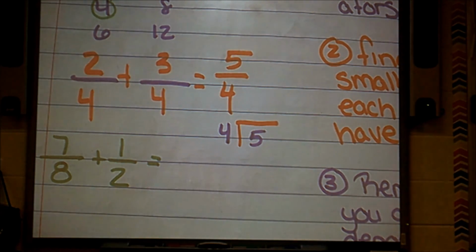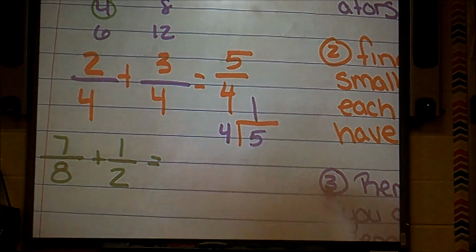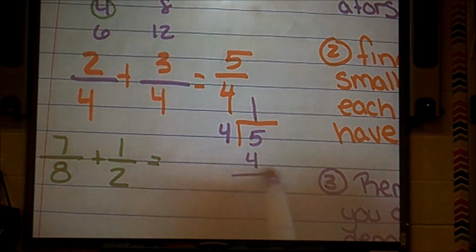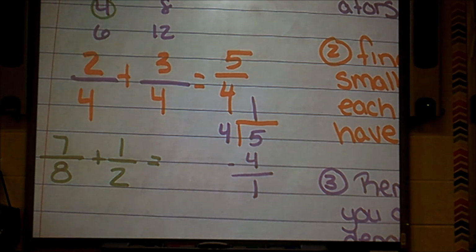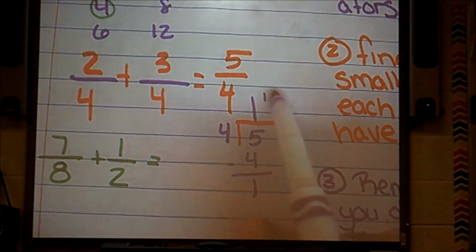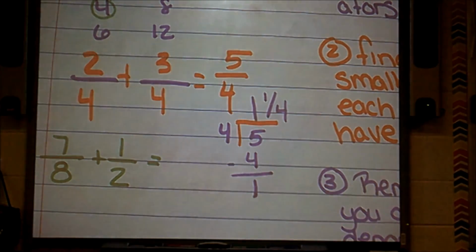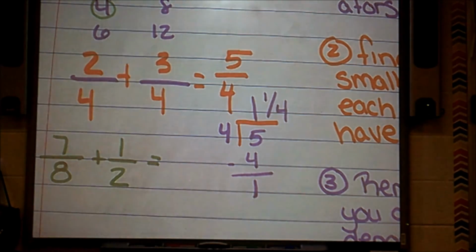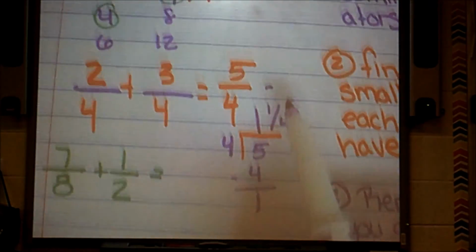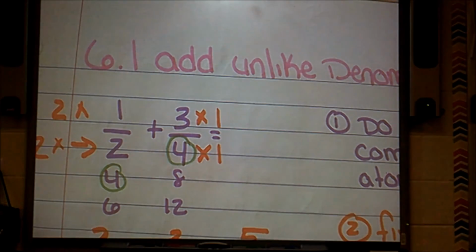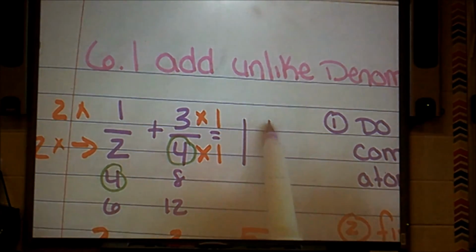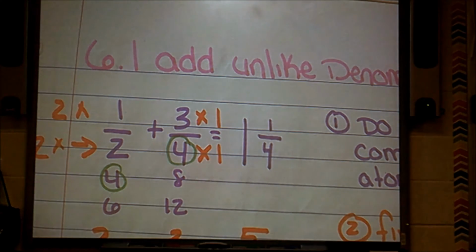So I set up my division problem like this. And then I ask myself, how many times does 4 go into 5? 1 time. I multiply and get 4, subtract and get 1. Because I have nothing to bring down, I leave that as the new numerator in my mixed number. And my denominator is my divisor in my problem. So my final answer, 1/2 plus 3/4, is 1 and 1/4. Hooray!